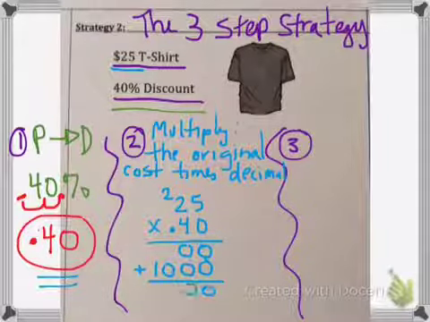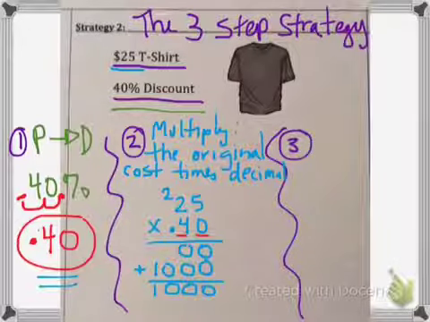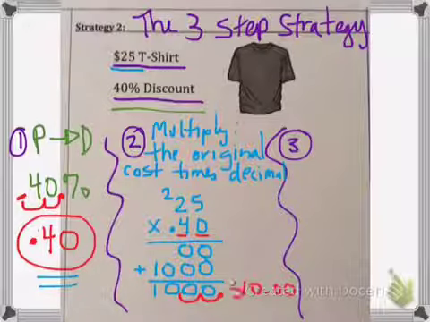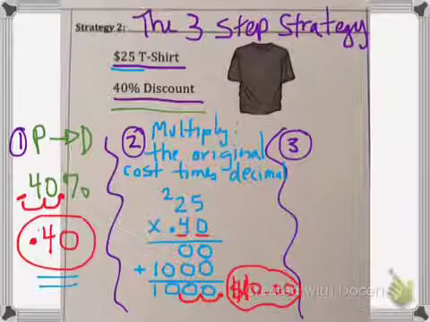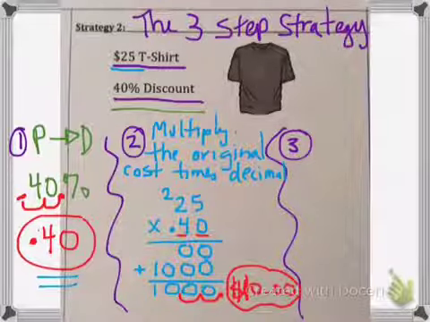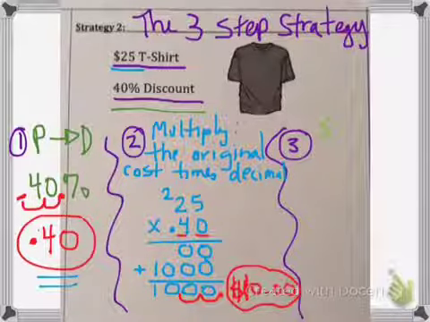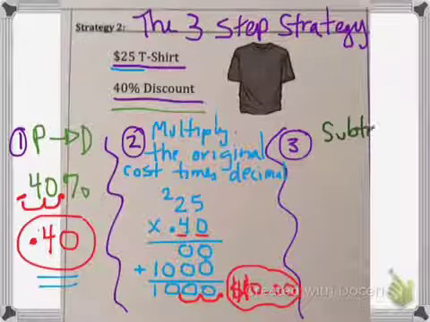So this is 0, 0, 0, 1. It's 1,000 now, but I know that there are 2 decimal places, 2 values behind my decimal point. If my decimal point starts here at the end, I move it 1, 2, so it's $10. That is step 2, multiply the original cost times the decimal. We've done step 1 and step 2. Our final step is to subtract.